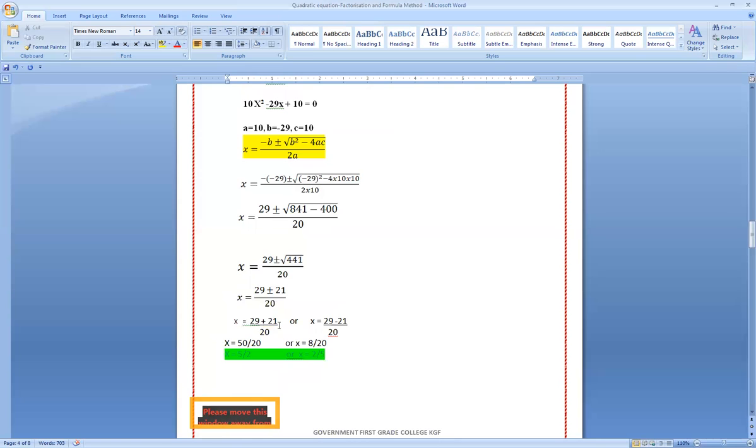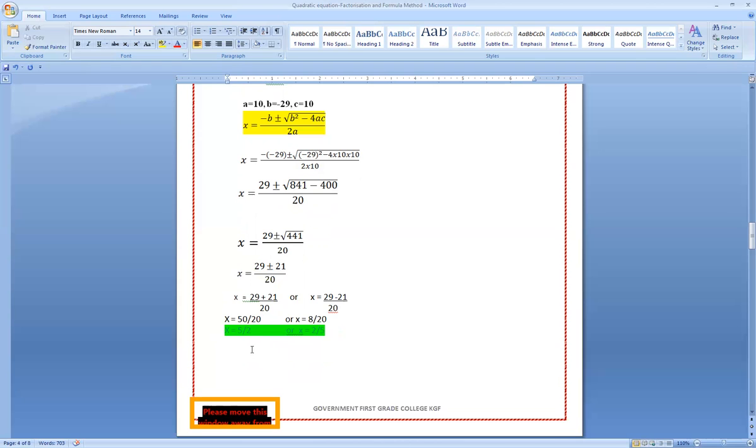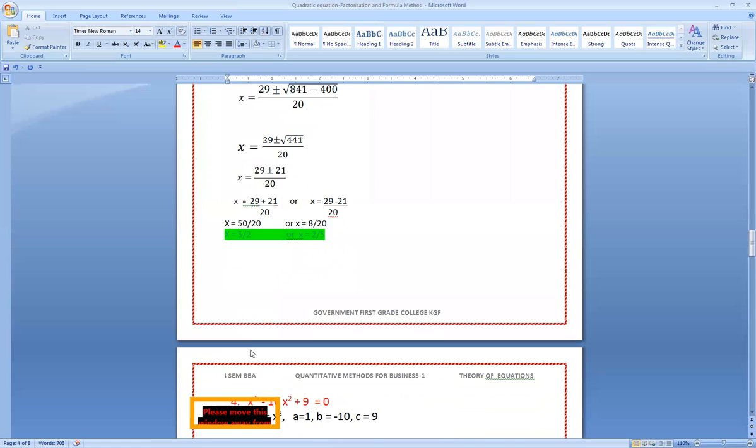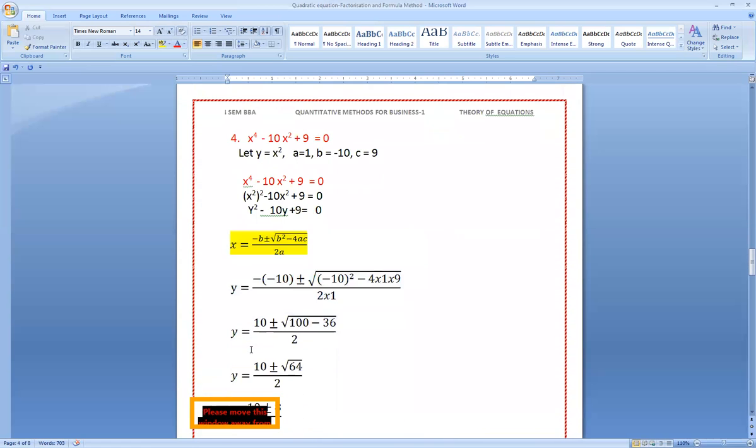Therefore x equals 29 plus 21, the value becomes 50 divided by 20. Therefore the value is 10 5s are 10 2s are, because it cannot be divided, it can be simplified. So in the next case, x is 29 minus 21, which is 8 divided by 20. We can simplify: 4 2s are 8, 4 5s are 20. Therefore, the value of x is 1 will be 5 by 2, another one will be 2 by 5. So this is how we need to calculate.